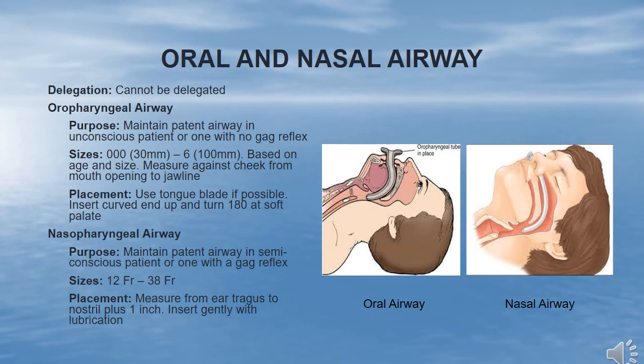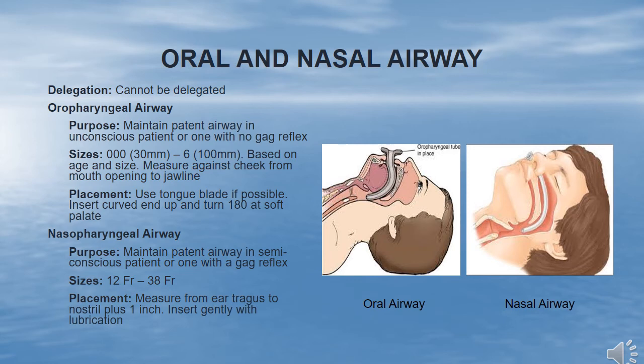Oropharyngeal airways are used to maintain a patent or open airway in an unconscious patient or one without a gag reflex. The airway is made of a hard plastic material and is C-shaped. It has a flanged end, which rests against the teeth, and a distal end, which sits in the oropharynx. A patient with an intact gag reflex will not be able to tolerate this type of airway. The oral airway is either marked with a size number or in millimeters.